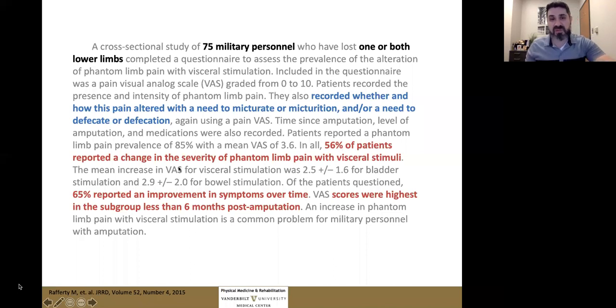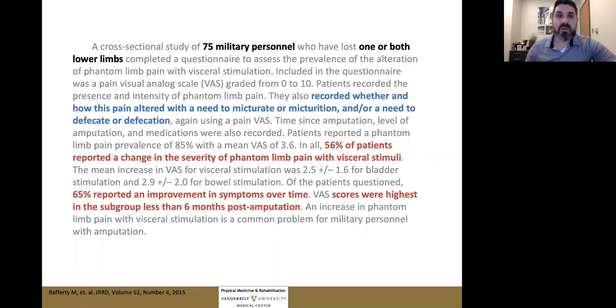56% of patients reported a change in the severity of phantom limb pain with visceral stimuli. This decreases over time, right? So there's an improvement over time, and it's highest early on. But if it sticks around long-term in somebody, it's very debilitating, right?